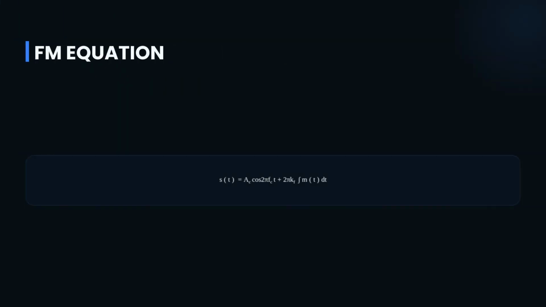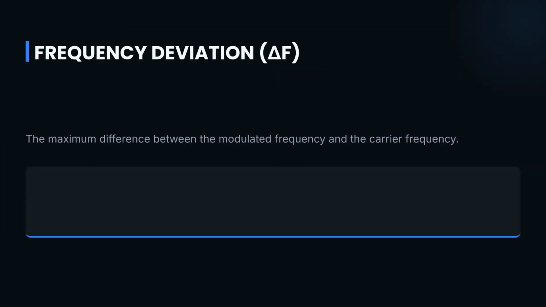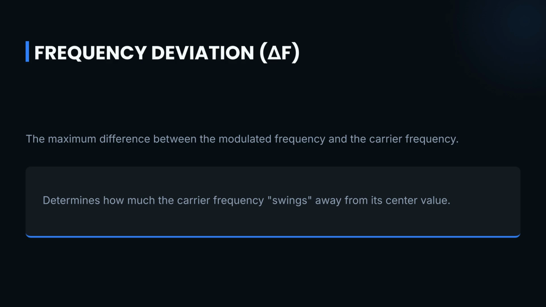The FM equation is s(t) equals AC cos(2 pi FC t plus MF sin(2 pi FM t)). AC is the carrier amplitude, FC is the carrier frequency, and MF is the modulation index. Frequency deviation, represented by delta F, is the maximum difference between the modulated frequency and the carrier frequency. It determines how far the carrier frequency swings from its center value.